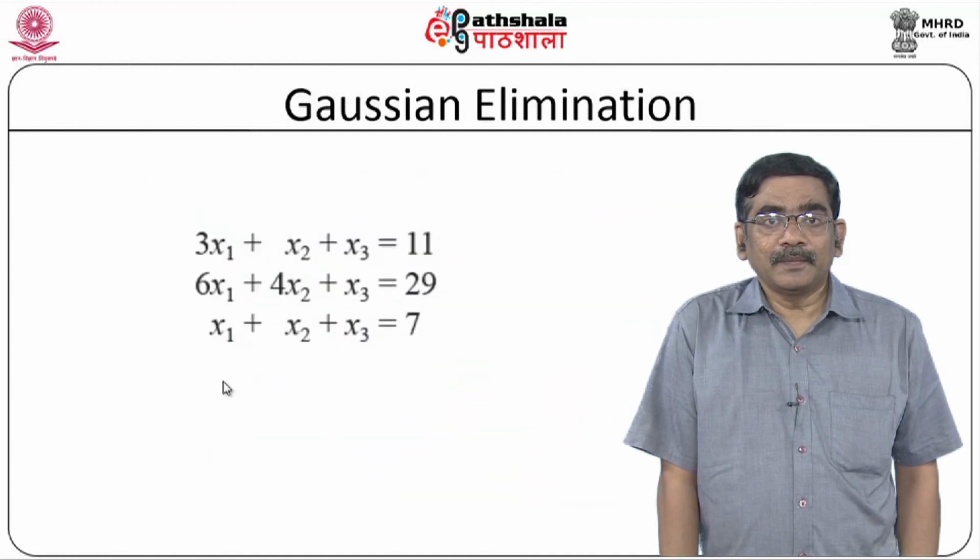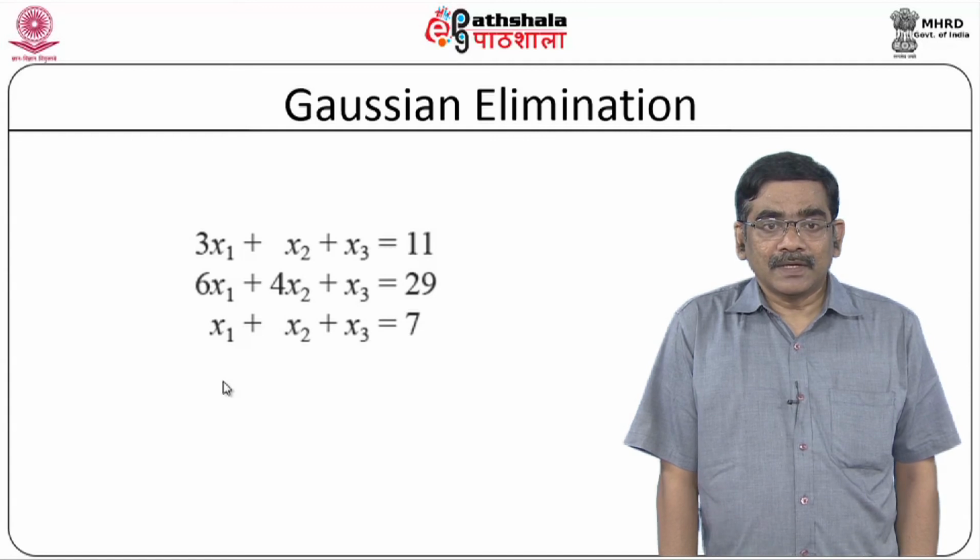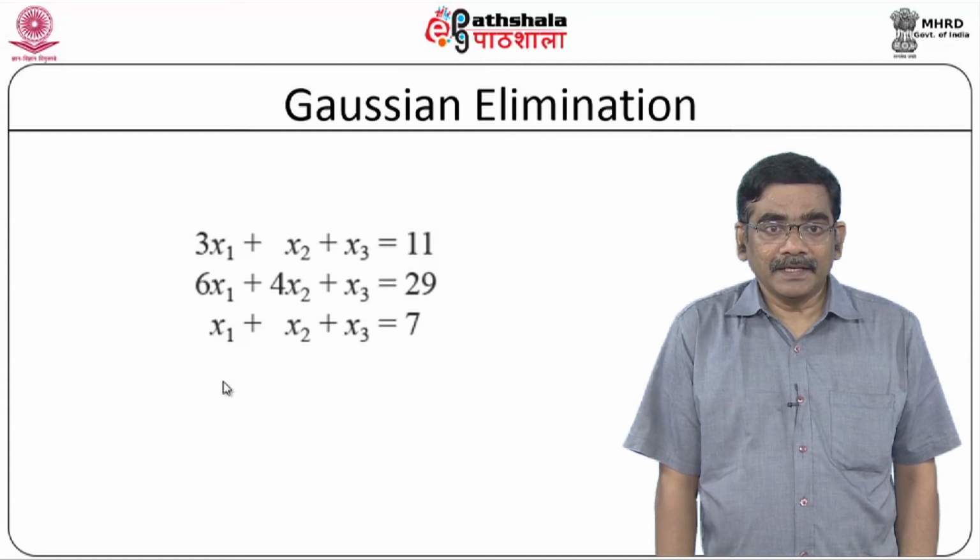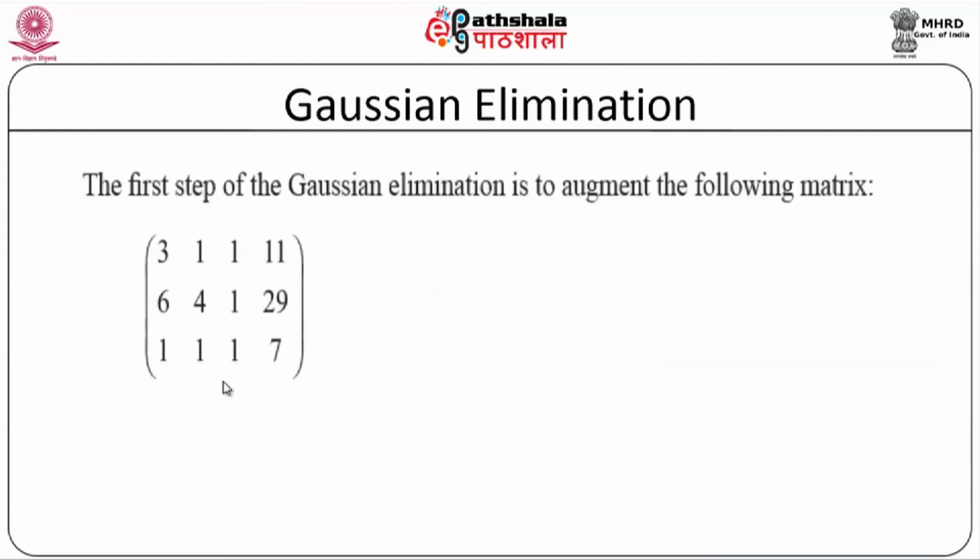So, we will take one numerical example to illustrate this. Let us assume that we are given 3 equations with 3 unknowns like this. Now you can see that the first step of the Gaussian procedure is that we have to augment. The matrix A is going to be 3 1 1, 6 4 1 and 1 1 1, and matrix B is going to be 11, 29 and 7. As said earlier, the first step is the augmentation, where we augment this vector B to the matrix A.